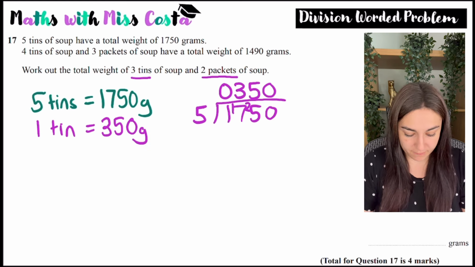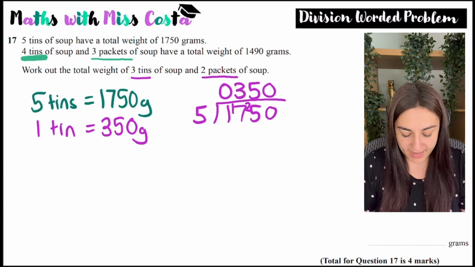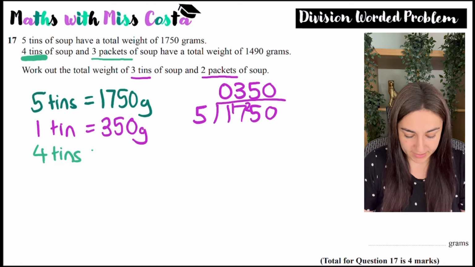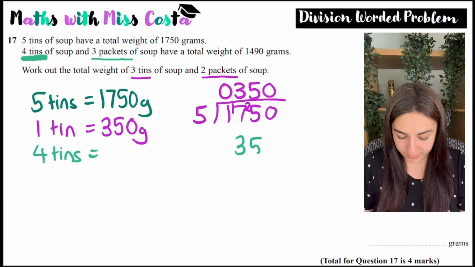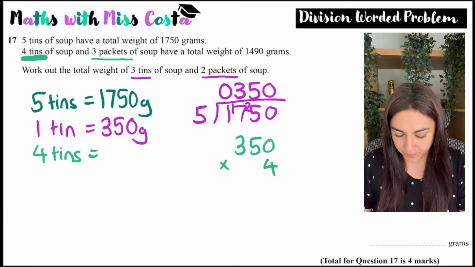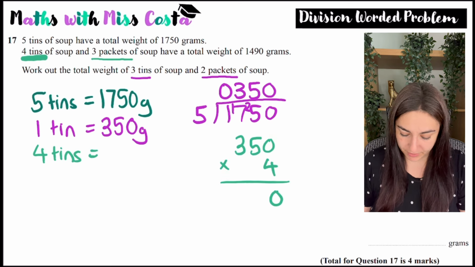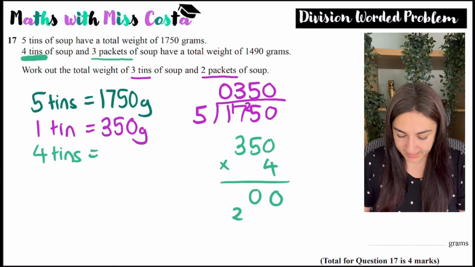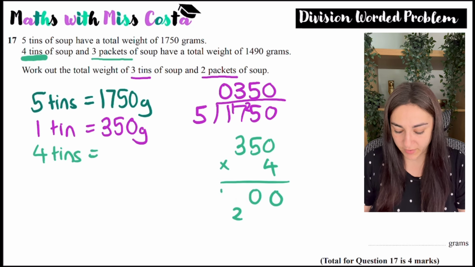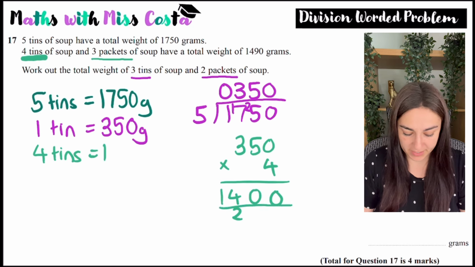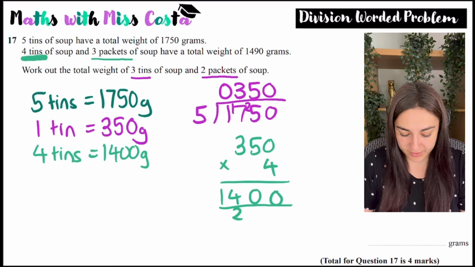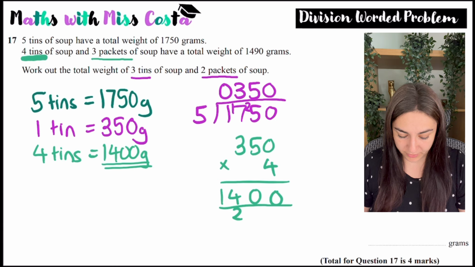So 4 tins and 3 packets, therefore, I could work out what 4 tins must be. So 4 tins, I would do 350 times by 4. So 4 times 0 is 0, 4 times 5 is 20, and 4 times 3 is 12. Add on the 2 is 1,400. So I know that 4 tins of soup weigh 1,400 grams.